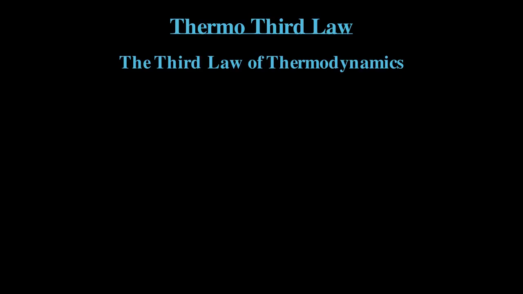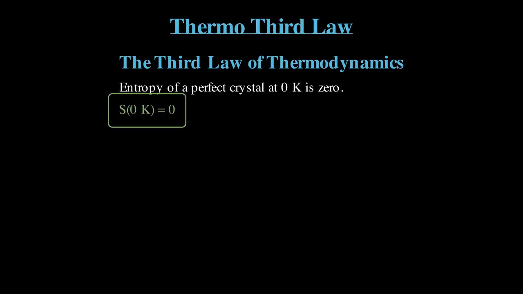It states that the entropy of a perfect crystalline substance at absolute 0, or 0 Kelvin, is exactly 0. At this temperature, all atomic motion ceases and there is only one possible arrangement for the atoms in the crystal lattice, meaning there is no disorder. This absolute 0 point for entropy allows us to calculate the absolute entropy of a substance at any other temperature.